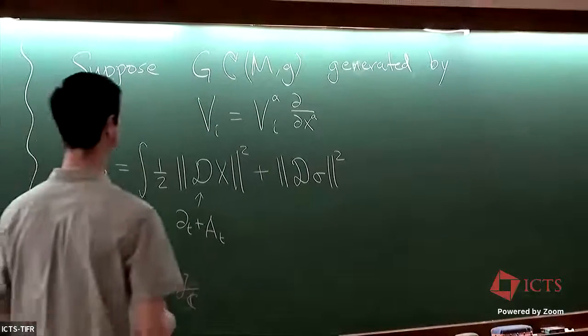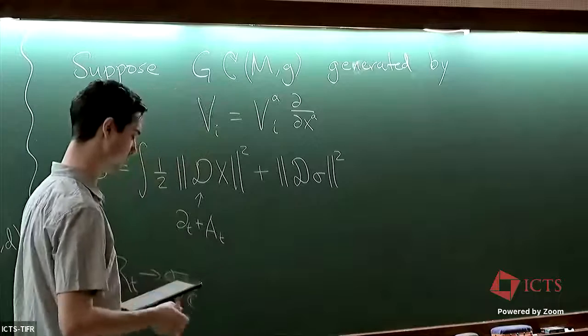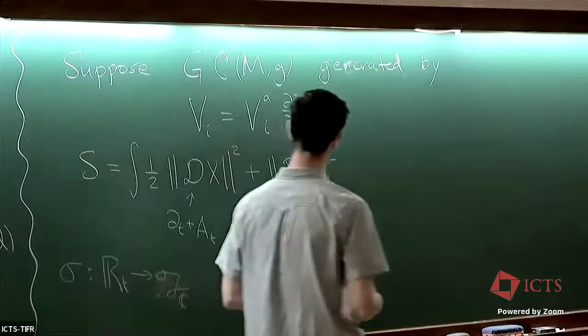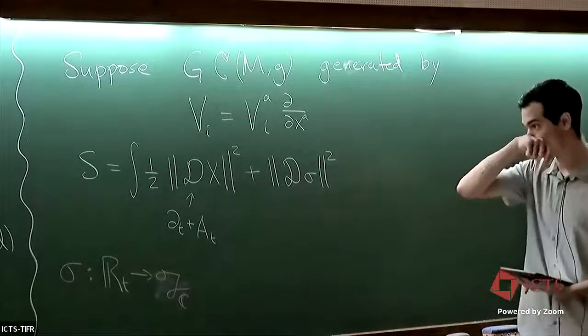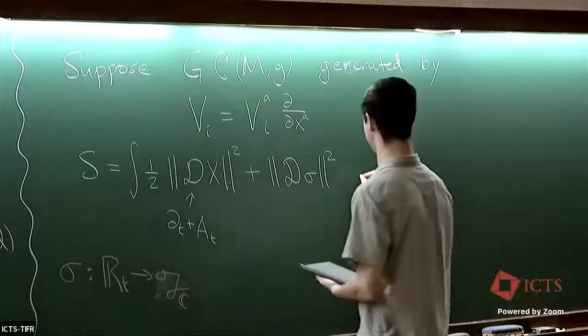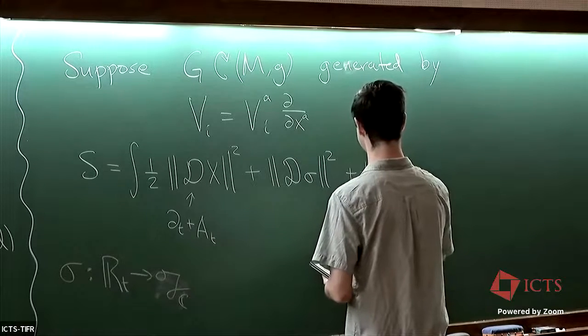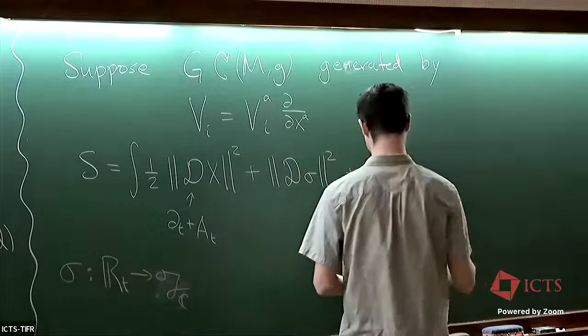And it's going to be a complex field, so there's also going to be a sigma bar that corresponds to the complex conjugate field. So these are the usual kinetic terms for a bosonic complex scalar field. And then there are some potential energy terms.